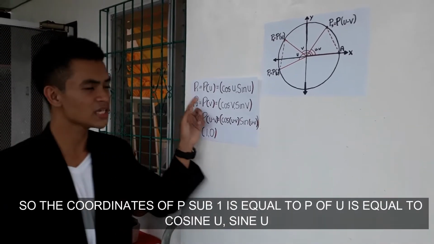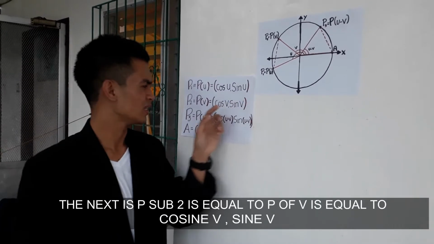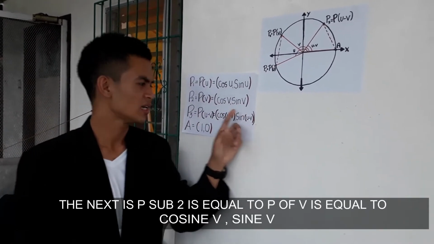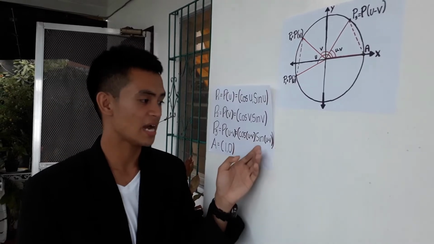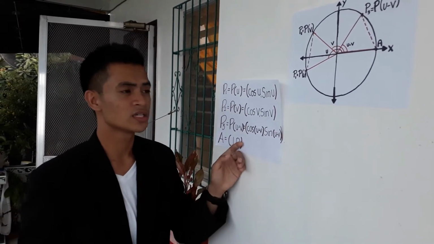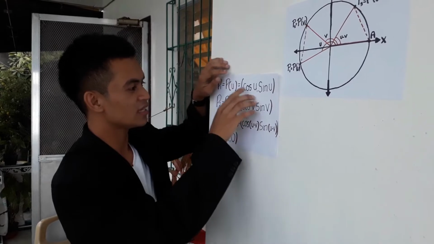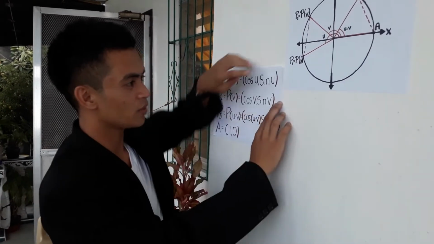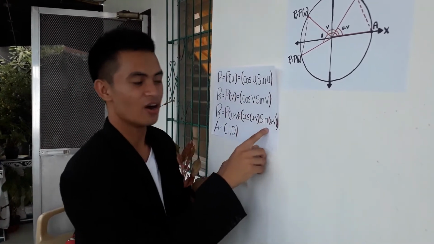The coordinate of P sub 1, which is P of U, is cosine U, sine U. Next, P sub 2, which is P of V, is cosine V, sine V. The next one, P sub 3, which is P of U minus V, is cosine of U minus V, sine of U minus V. And the last is the point A, which is equal to 1, 0. In the trigonometric functions, we all know that cosine theta is equal to x, and sine theta is equal to y. So we place cosine U, sine U, cosine V, sine V, and cosine and sine of U minus V in the coordinates.